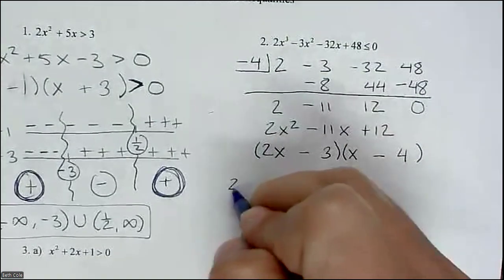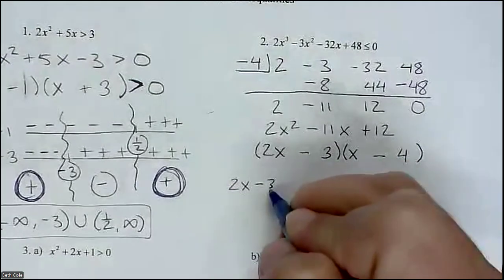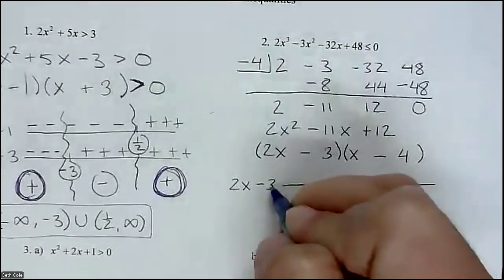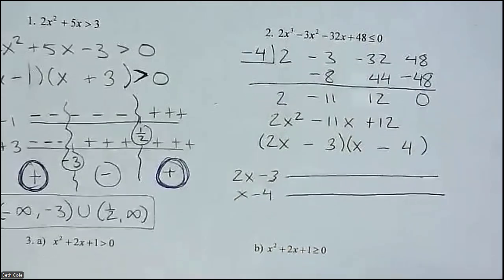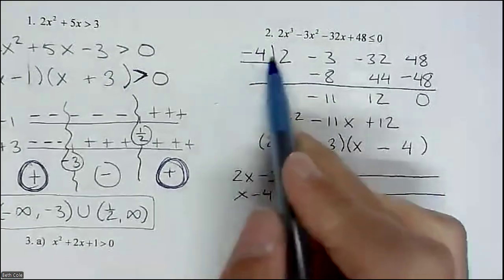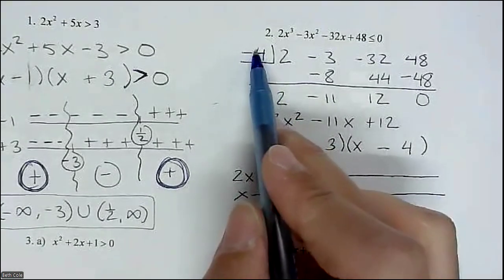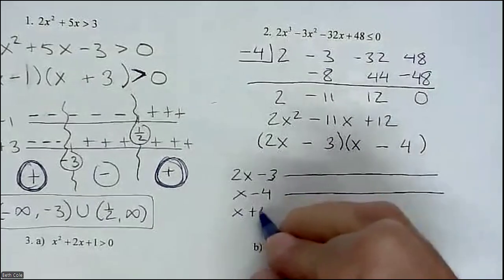Okay, now we're ready to make our number lines. We're going to make one for the 2x minus 3. We're going to make one for the x minus 4. And then there's a third one. Negative. Good. Now that factor, and I already said it though, that factor would actually be x plus 4. Good job.